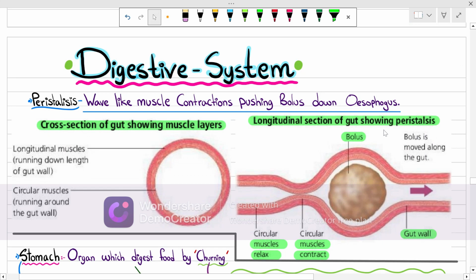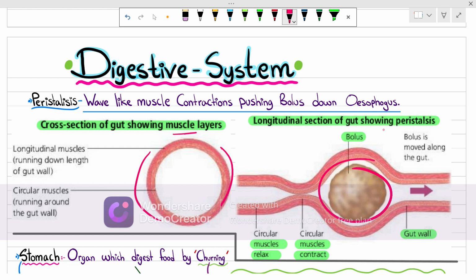Peristalsis. Peristalsis are wave-like contractions pushing the bolus down the esophagus. This is the cross-section of the gut showing the muscle layers in the esophagus. And this is the bolus, food after being chewed, moving through the esophagus by muscle contractions.